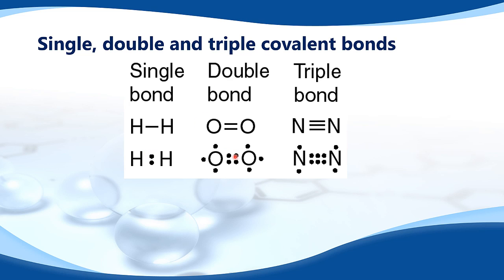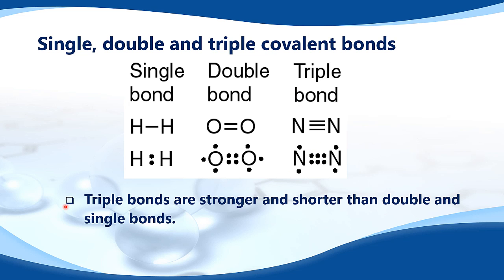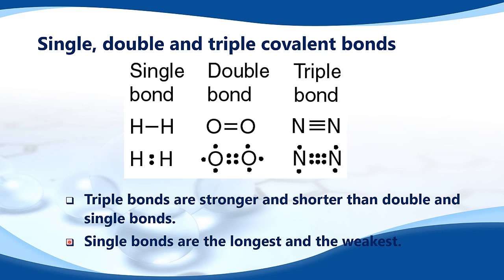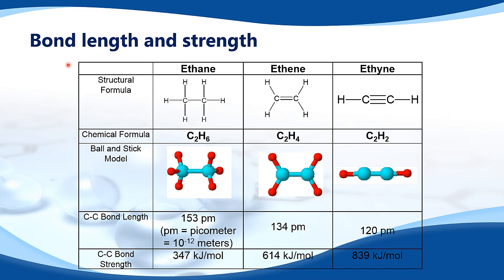A double bond has 2 shared pairs of electrons, and a triple bond has 3 shared pairs of electrons. Triple bonds are stronger and shorter than double and single bonds. Single bonds are the longest bonds and they're also the weakest. So let's look at a bit more detail of bond length and strength.